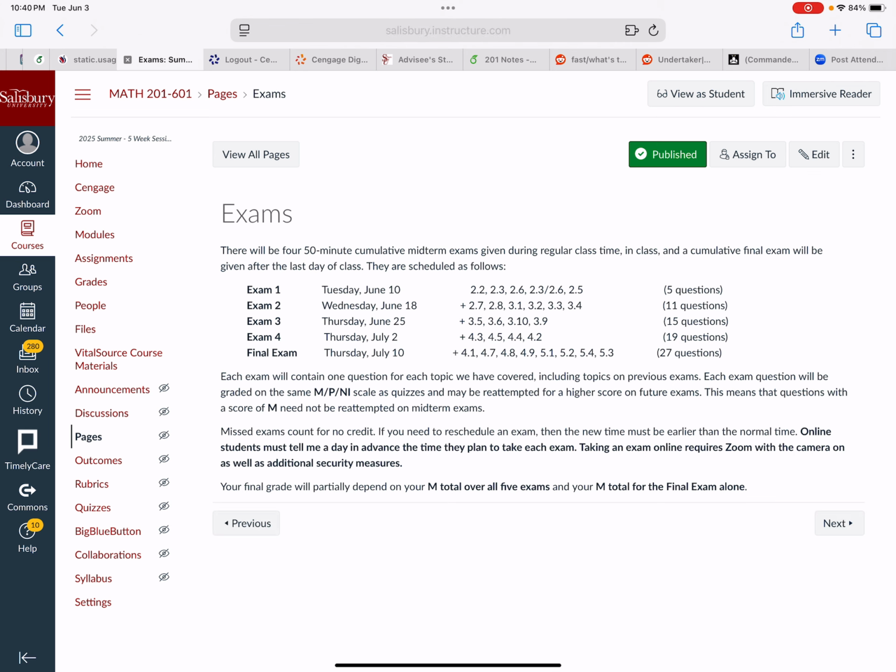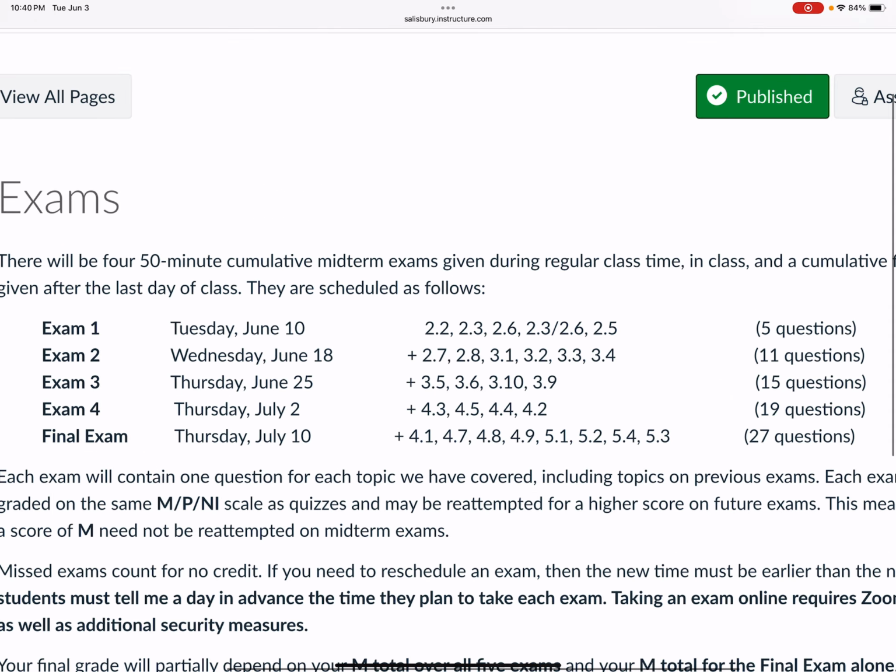There are 4 midterm exams and a final exam. Each question is graded on that same Mastery, Progressing, Needs Improvement scale. So what that means is, for example, exam 1, there are 5 questions. Suppose that you answer the first 4 of them. Suppose you get a mastery on each of the first 3. Maybe you got the 4th one wrong, so that's a progressing, and you didn't even attempt that 5th one, because you just weren't able to study that material.